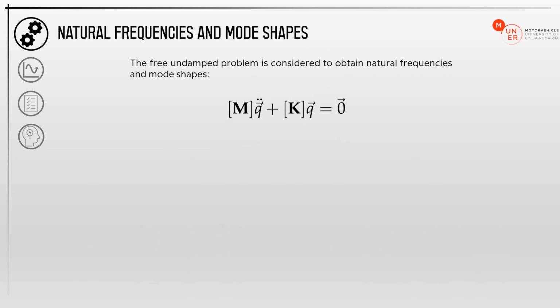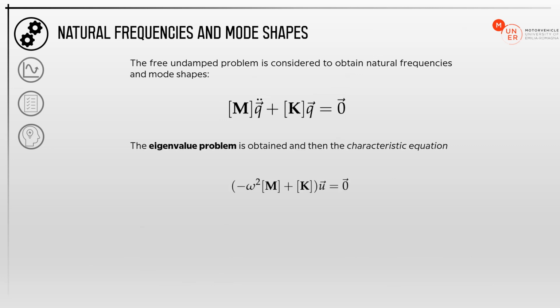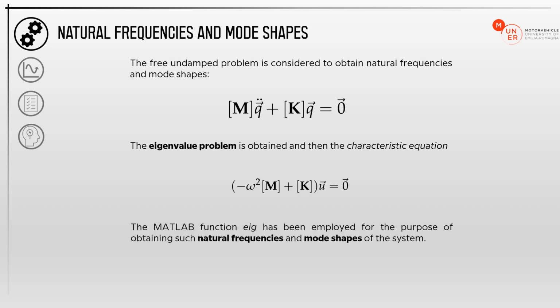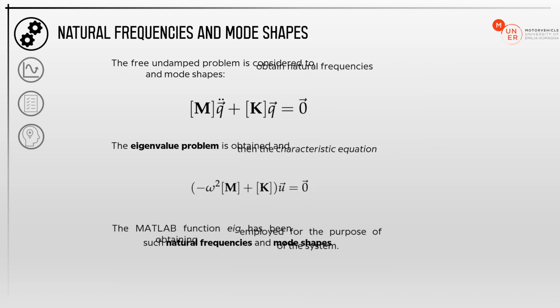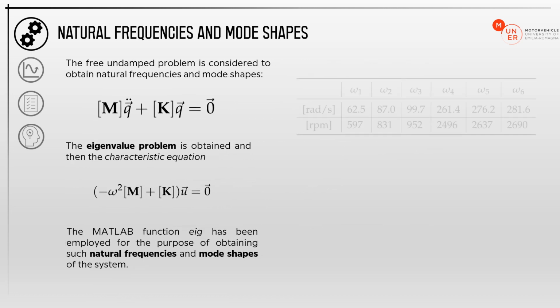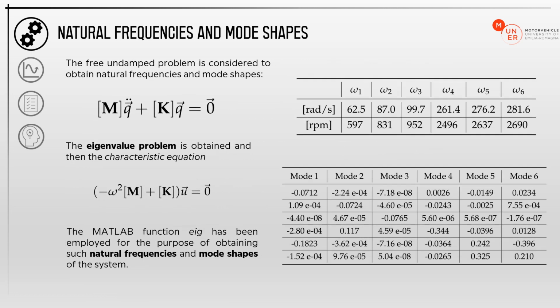We consider the free and damped problem to search for the modes of vibration. So the eigenvalue problem was solved with the eig function in MATLAB. In the first table, the natural frequencies of the system are shown both in radians per second and in RPM. And in the second table, the modal matrix is shown. It contains all the mode shapes.